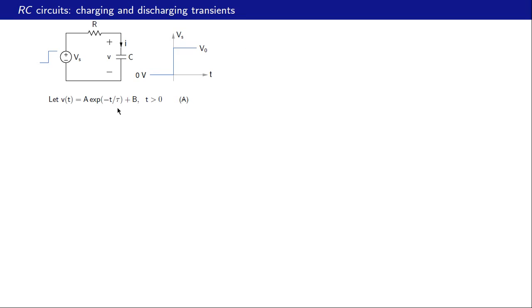What is this time constant in this equation? It is simply the product of C and the Thevenin resistance as seen by the capacitor. Now this circuit is already in the Thevenin form, and RTH as seen by the capacitor is simply R. So therefore this time constant is R times C.